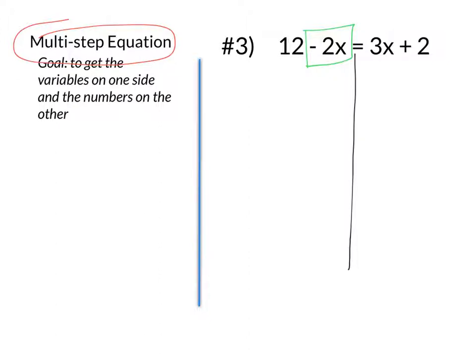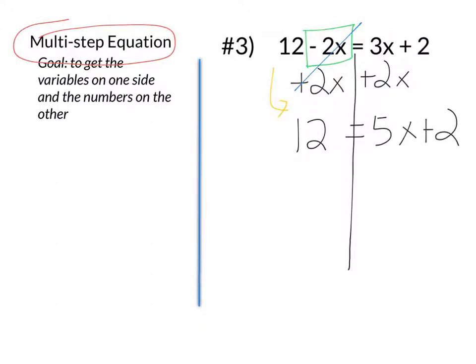Well, moving a number with a variable is just like moving any other number. We always do its opposite. And if I want to get rid of that negative 2x, I know that the opposite of a negative is a positive, so I add 2x to both sides. With that being said, a negative 2x and a positive 2x cancel out each other. I'm left with just 12 equals 5x plus 2. Now once again, I want to remind you that 3x plus 2x equals 5x.